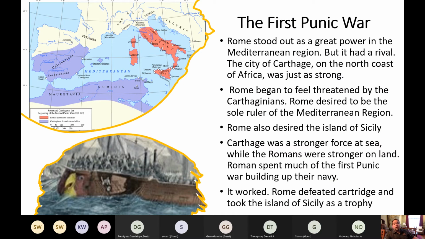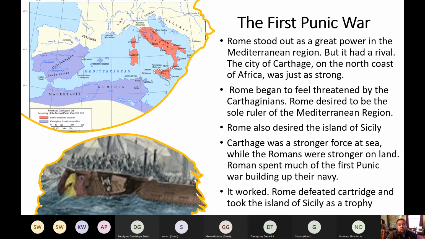So you'll see, guys, where Rome is in the red area of the map. You see the peninsula that looks like a boot, right? That's Italy. And that's really where Rome starts, where Rome is located and where the empire really grows out of. So the first Punic War is the thing that really asserts Rome as a real power. Rome stood out, right, in the Mediterranean, but it had a rival, and the rival was Carthage. That's on the north coast of Africa, in the south of the Mediterranean Sea. They're really just as strong as Rome is.